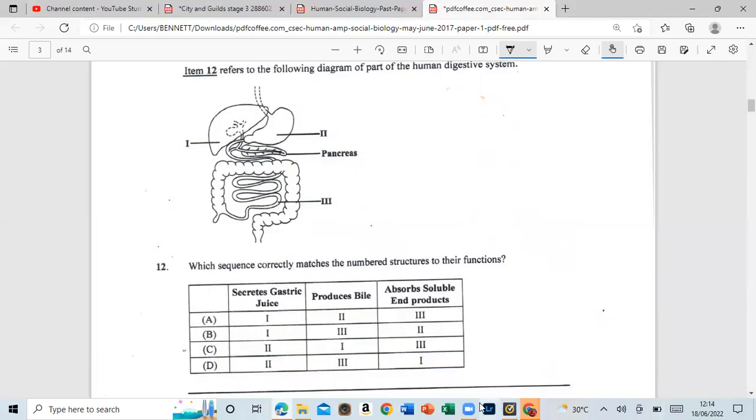Secrete gastric juice, that's the pancreas. Produce bile, that's the liver. Absorb soluble ends. So I'm going to go with C.